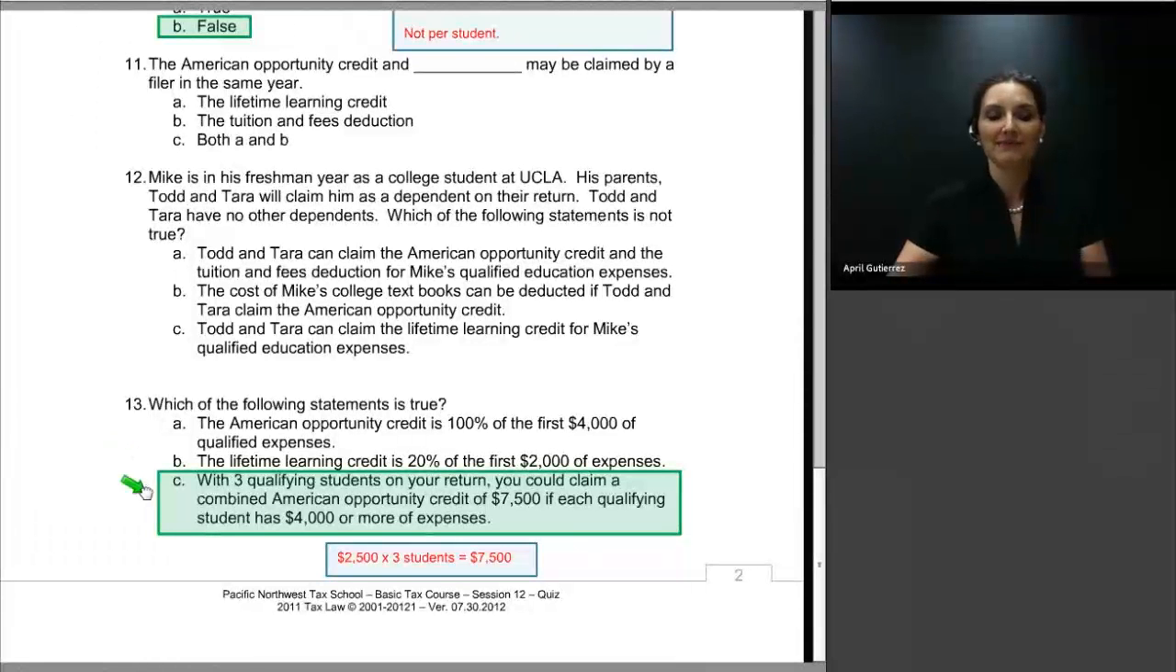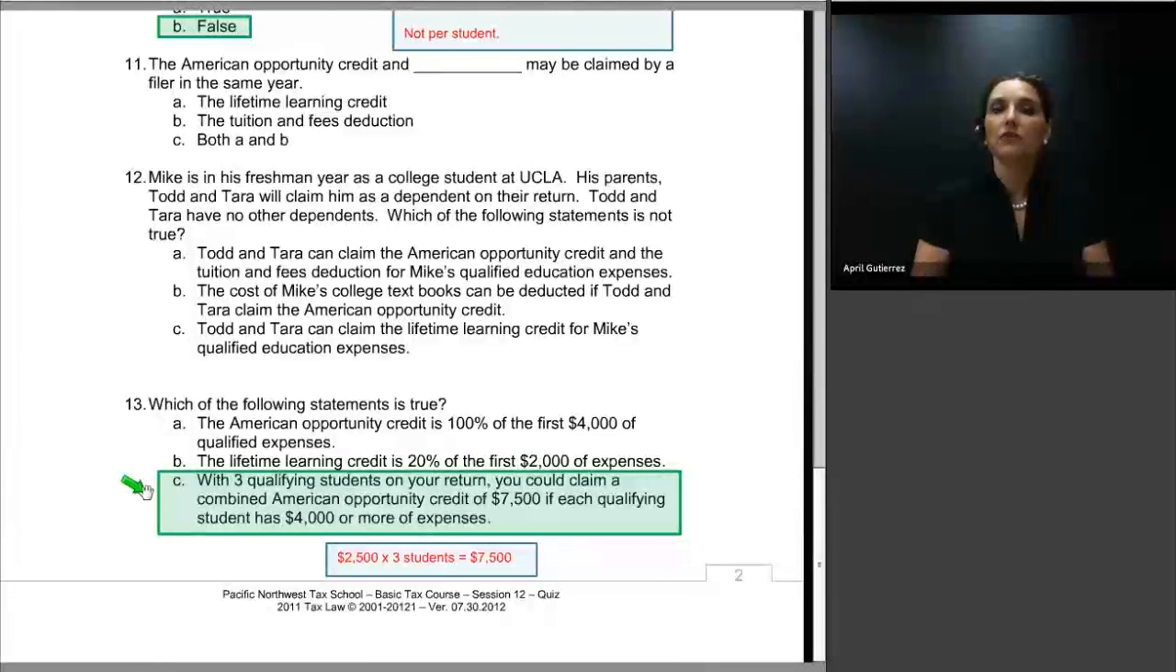And finally, item number C, with 3 qualifying students on your return, you could claim a combined American Opportunity Credit of $7,500 if each qualifying student has $4,000 or more of expense. That one's true, and I've had clients who've gotten that too. It's hard to spend $4,000 a year on a student, and it's not hard to have 3 students in the same house. So C, you would have a $2,500 maximum credit under the American Opportunity Credit, and you multiply that by 3, and that's where you get $7,500.